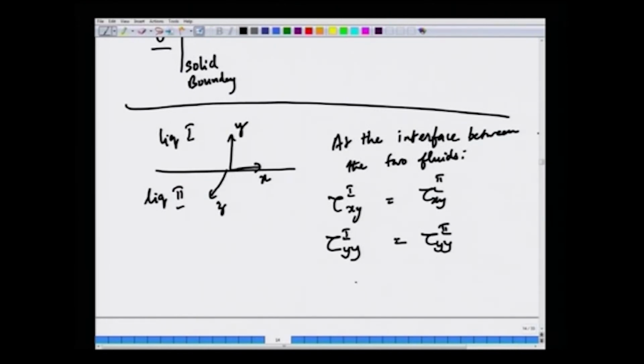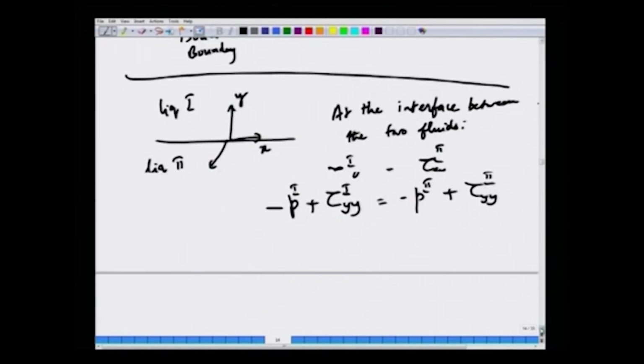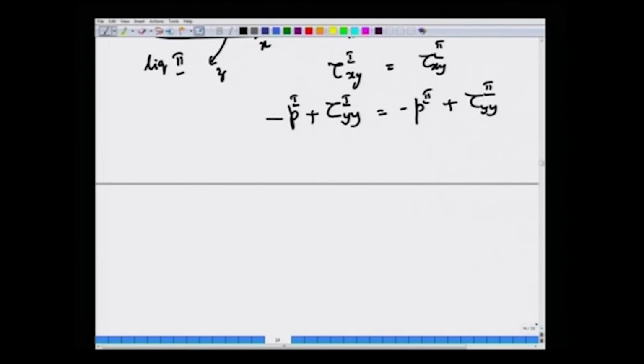do this, we have to include that the normal component has pressure also. So, we have to include that as well: pressure in fluid 2 plus the normal component of the viscous stress in fluid 2. This is the condition at the interface between two immiscible liquids. One of them could be a gas also.